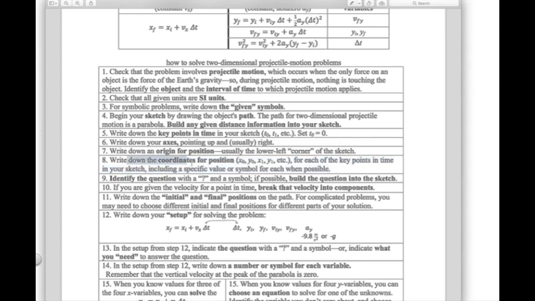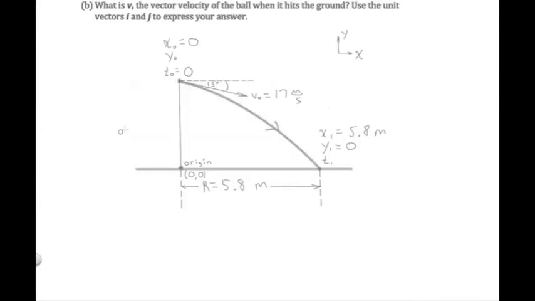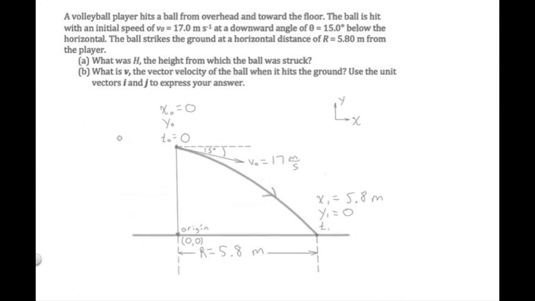So we completed this step of labeling the coordinates for position, including specific values when possible. Now we're ready to identify the question. Right now we're working on part A. It's good to identify the question with a question mark and a specific symbol. So here's the symbol for what the question is asking us in part A. But when possible, we want to build that question into the sketch. All right, so now we've shown that what the question is asking us for is the distance from here to here, which the problem tells us to symbolize with an H.